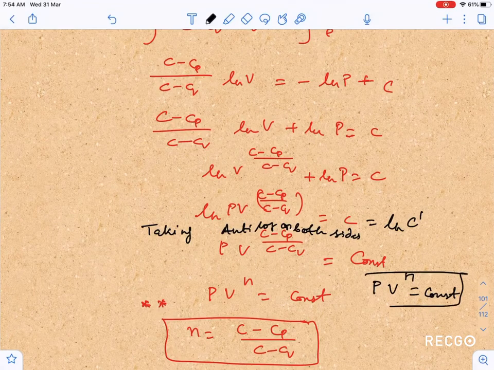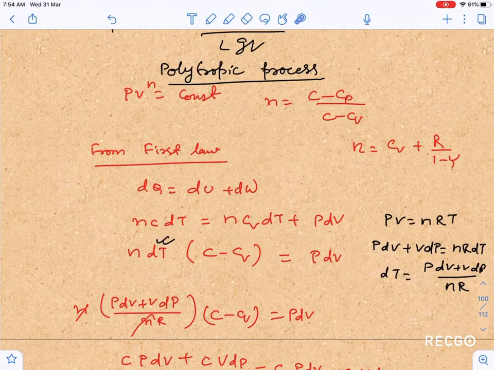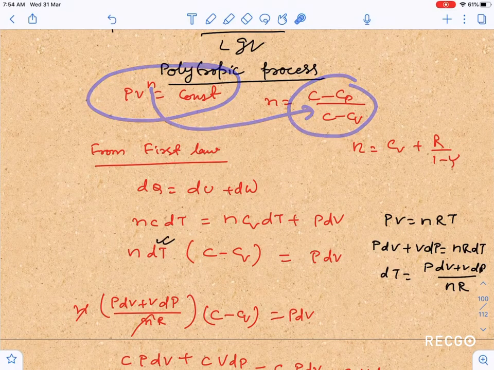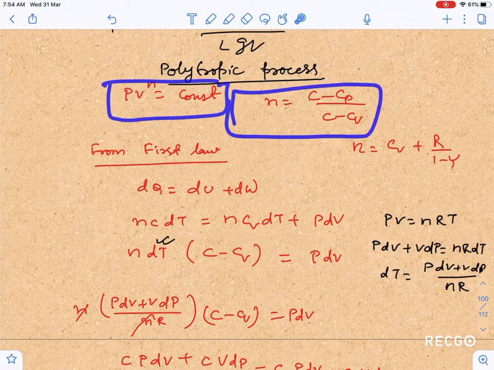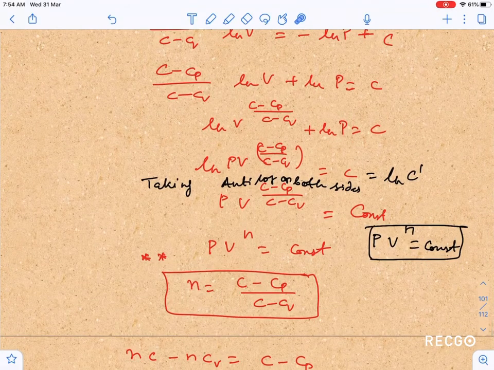That is why, for a polytropic process, as I have written earlier, PV to the power n is equal to constant, where n is equal to (C minus CP) upon (C minus CV), guys. I hope this derivation is clear. If not, see the video again from the starting. I have taken n as (C minus CP) upon (C minus CV) because JEE Advanced questions directly ask for this value of n for a polytropic process. The value of n is what? So you can remember this value, (C minus CP) upon (C minus CV).